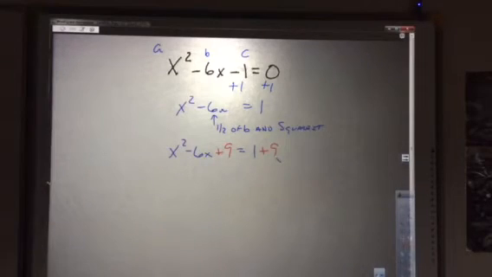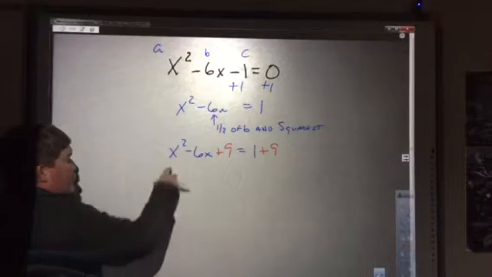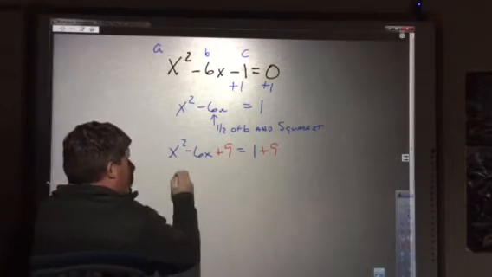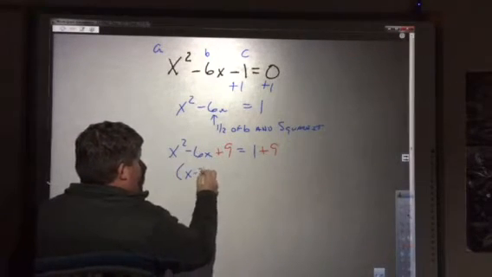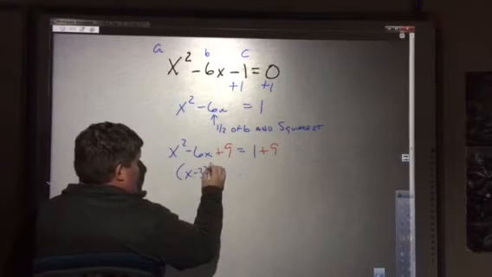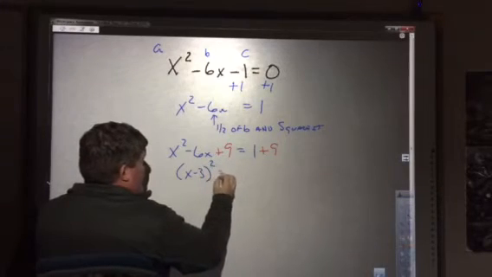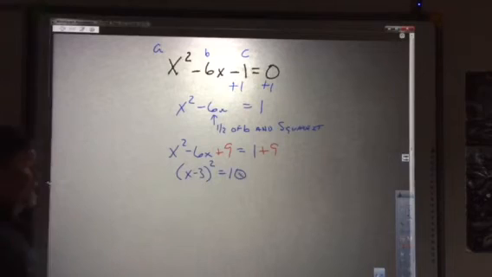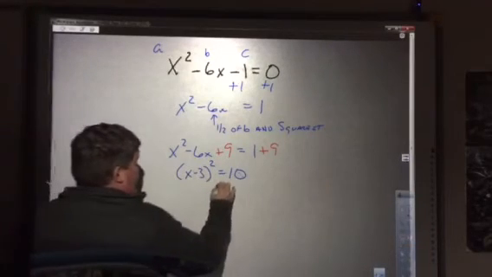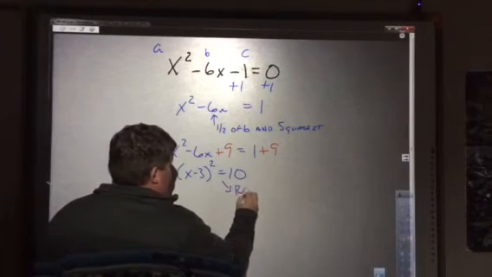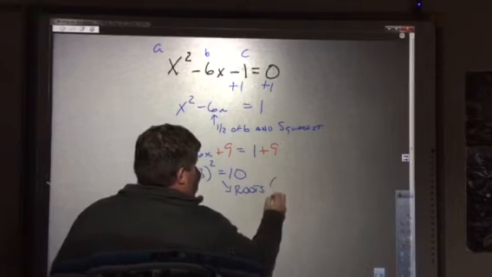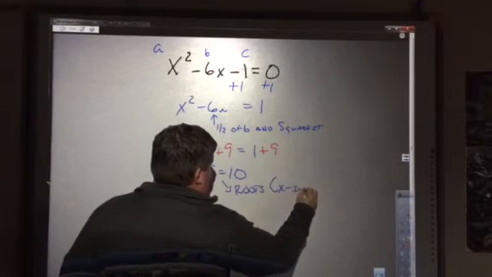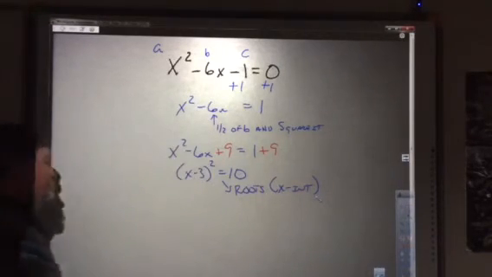to both sides. Okay? What this does is make sure that this factors into x minus 3 squared, which is equal to 10. Now there's two ways we're going to go from here. First thing, we're going to find our roots or our x-intercepts. Okay?